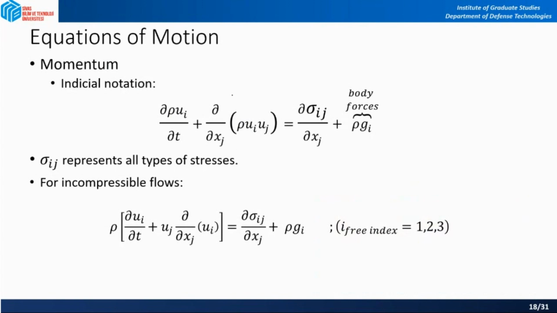So for example, in this term, you have j and j as repeating, but this i is a free index. In this term, you have sigma ij over xj, so j and j is repeating, but again, you have this i as a free index.